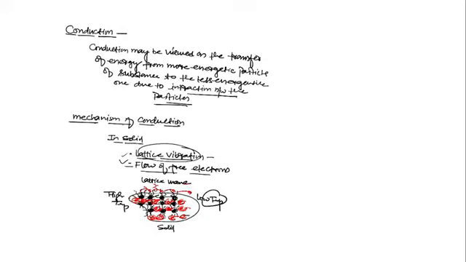Is this clear? So these are the mechanisms of conduction in the solids. Two mechanisms: flow of electrons and lattice vibration.